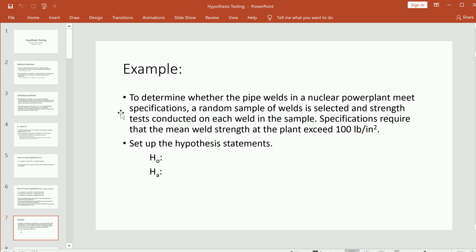Okay, here's an example. We're not going to actually do the test, but we're going to formulate the hypothesis statements. So to determine whether the pipe welds in a nuclear power plant meet spec, a random sample of welds is selected and a strength test is performed on each of the welds. So we end up with a sample of strength measurements for these welds at this power plant. Specifications require that the mean weld strength at the plant exceeds 100 pounds per square inch.